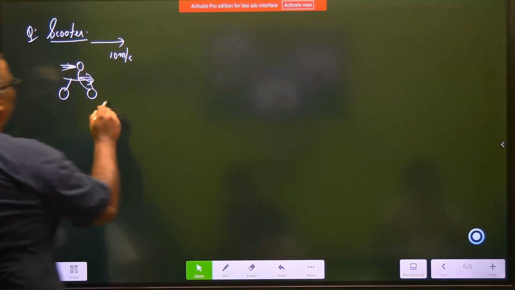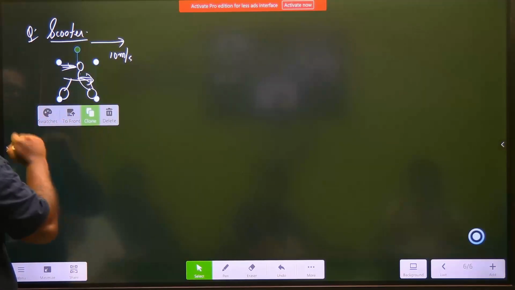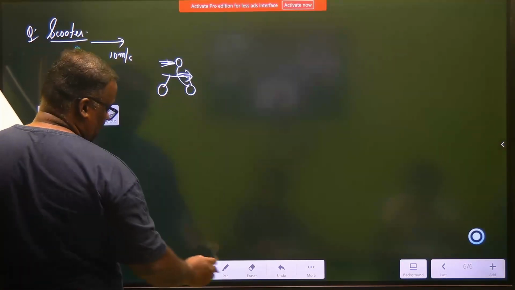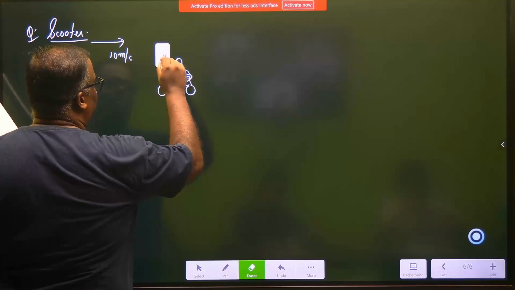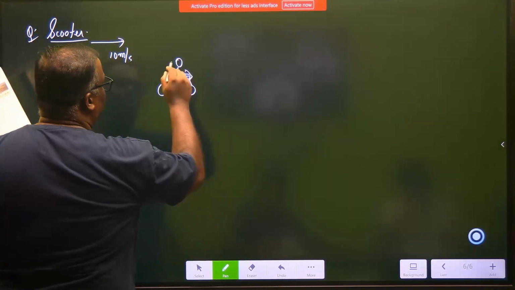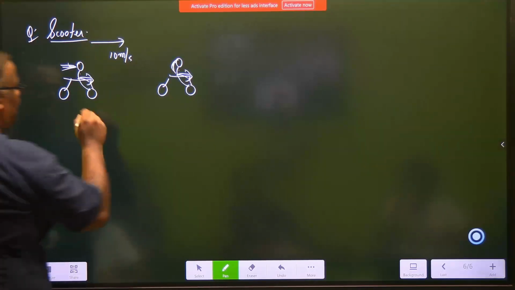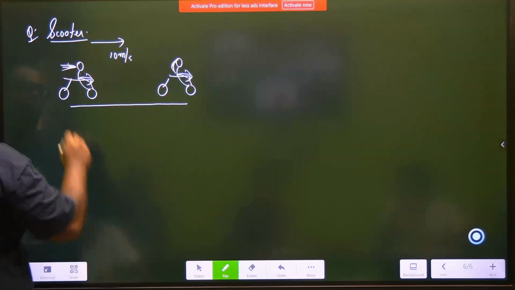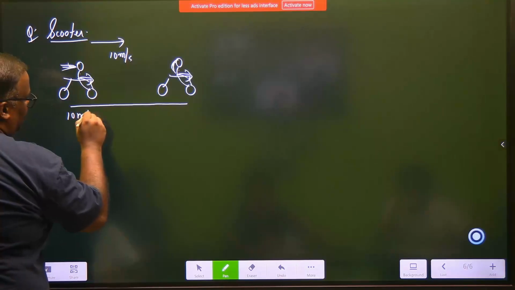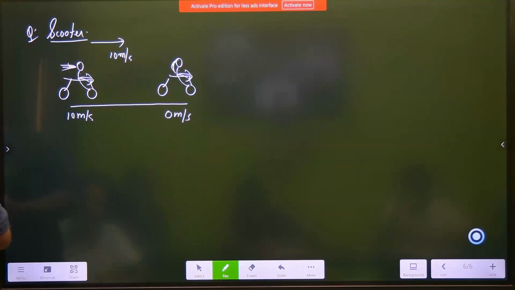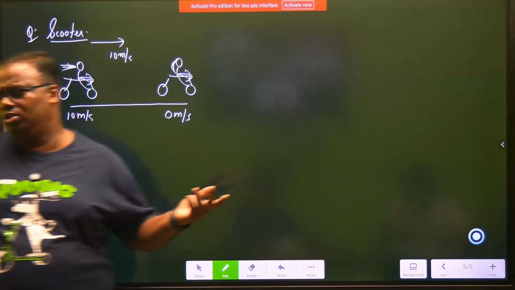So let us make it more interesting, right? The scooter is brought to rest. Obviously, when she is brought to rest, Senorita's hair will come this way. See how artistic I am, right? The scooter is moving at 10 meters per second, and it is brought to 0 meters per second. Agreed? And during this process, what should be the acceleration? You tell me, positive or negative?